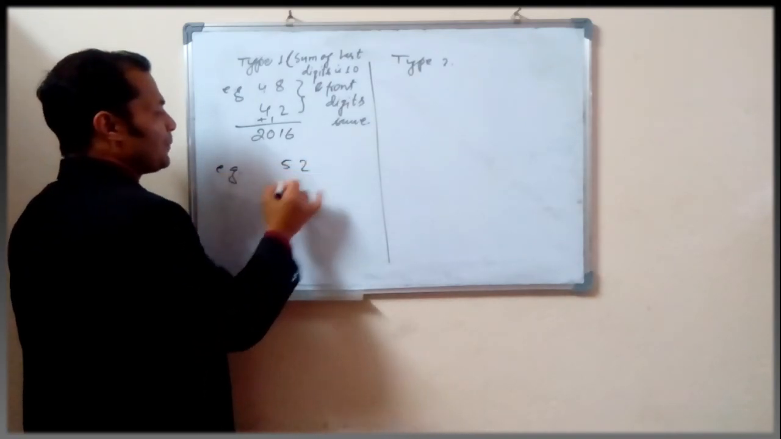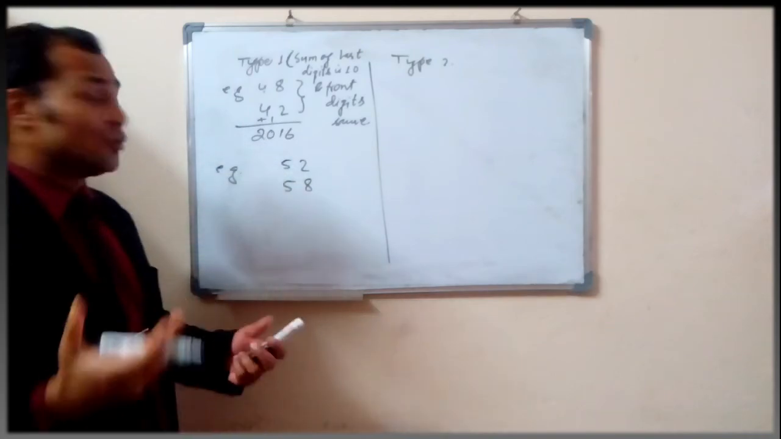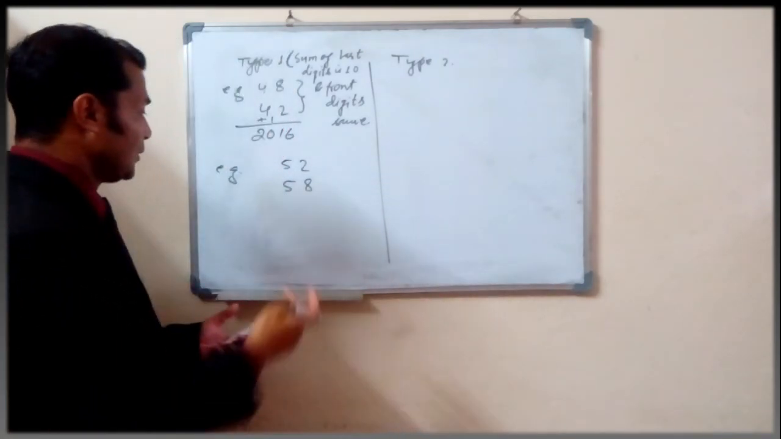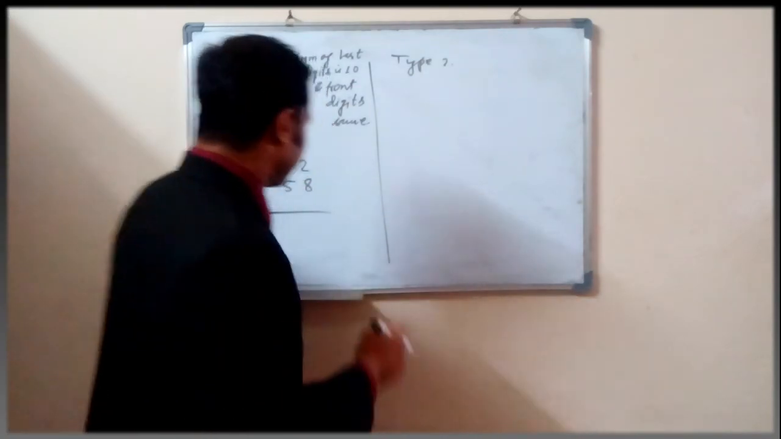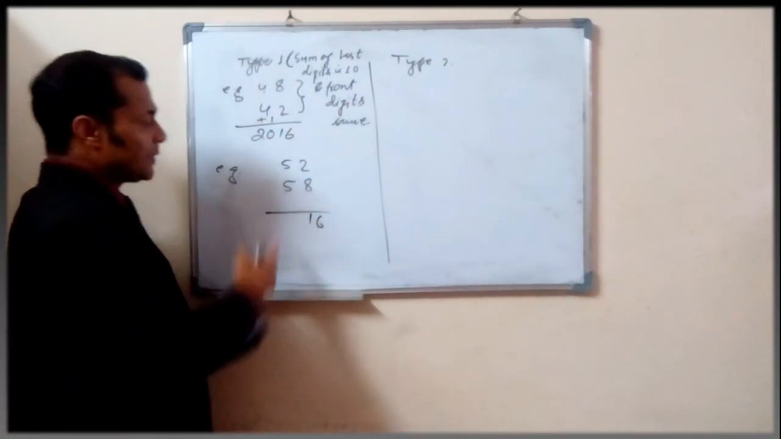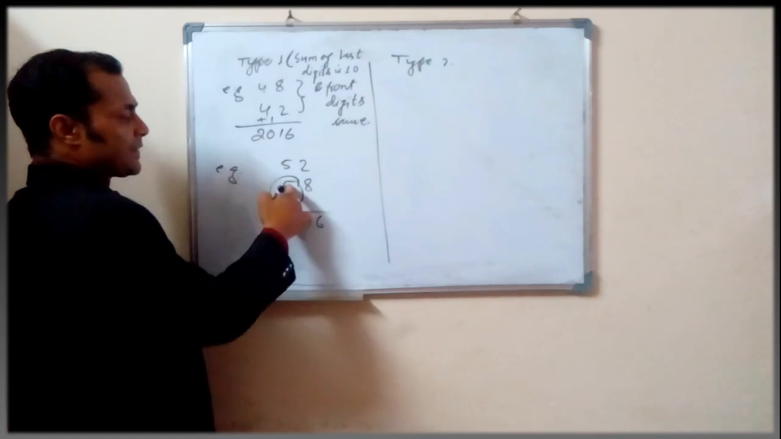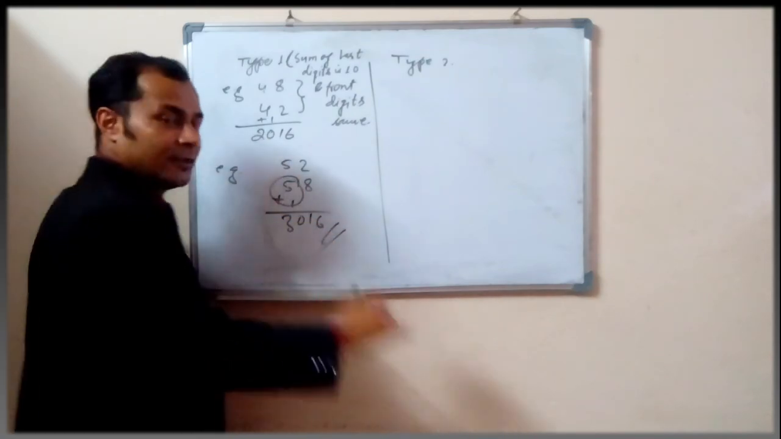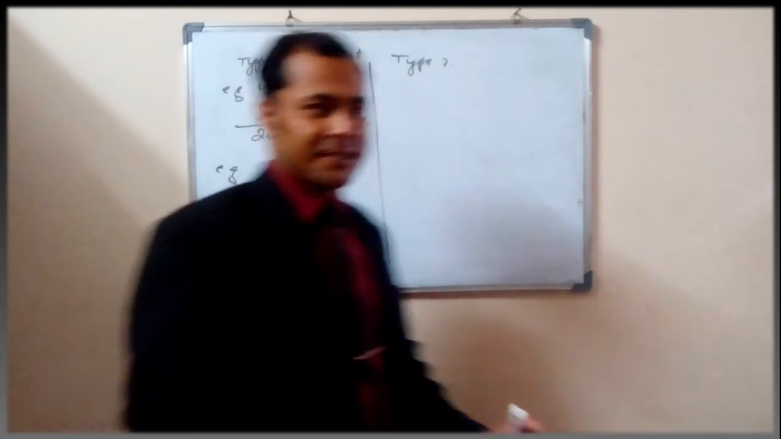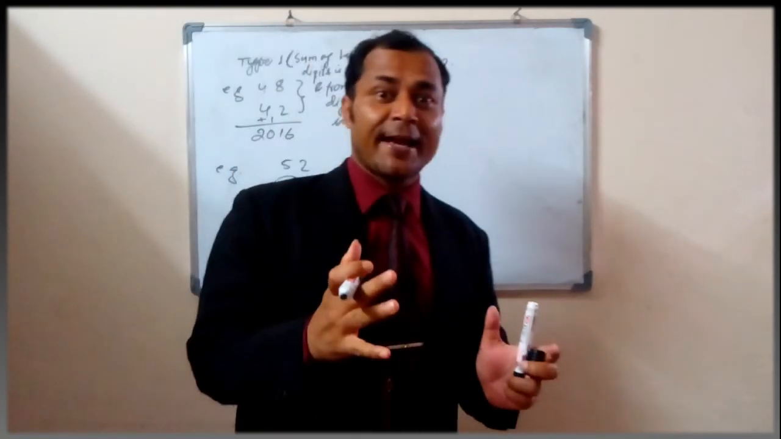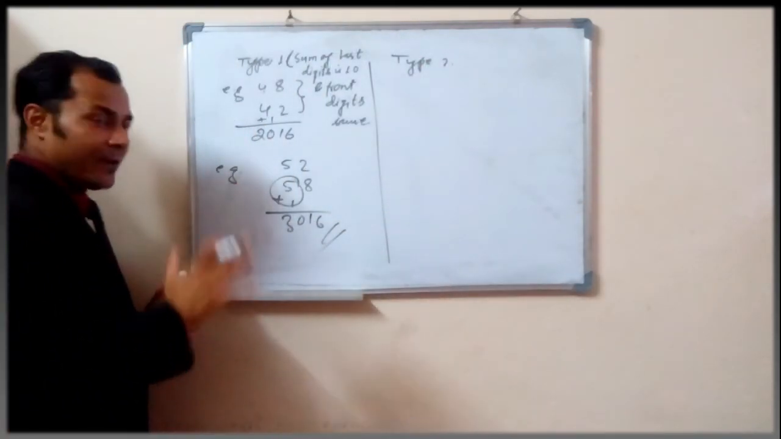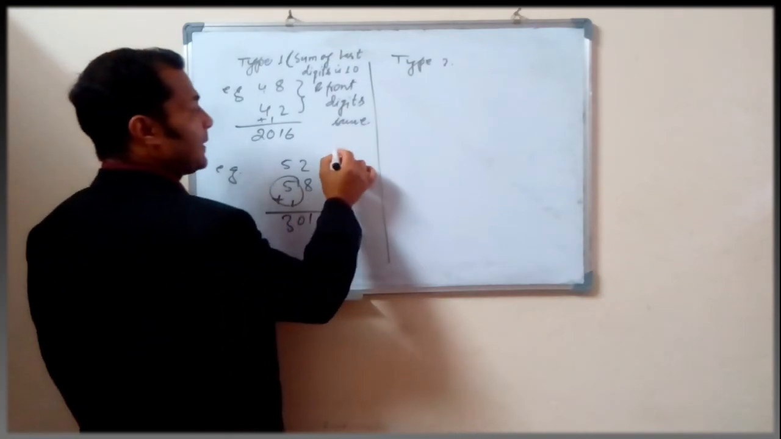52 and 58. You can find it easily, just within seconds, without a calculator. 8 2s are 16, then add one here: 6 5s are 30. So that is the answer. Are you finding it interesting? If yes, please don't forget to mention it in the comment box. One more example again.